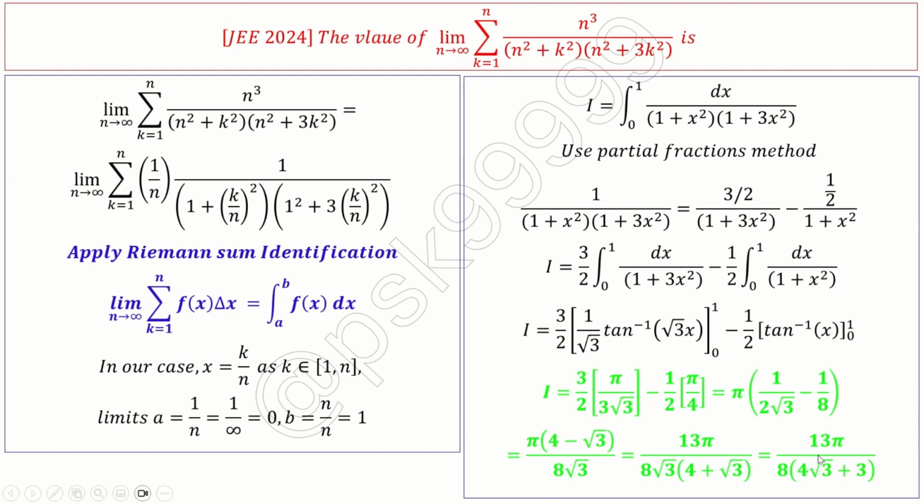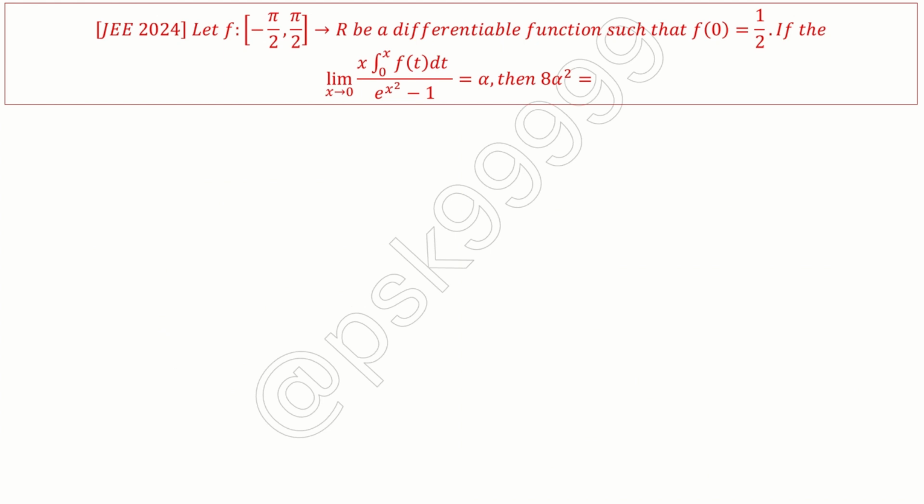Next, the function is defined from minus pi by 2 to pi by 2 to R, okay, be a differentiable function such that f of 0 equal to half. If the limit as x tends to 0 of x times the integration from 0 to x of f of t dt divided by e to the power of x square minus 1 equals alpha, then what is 8 alpha square?